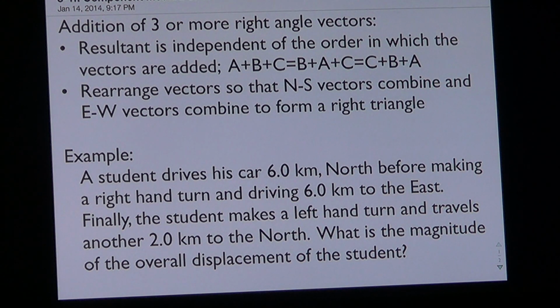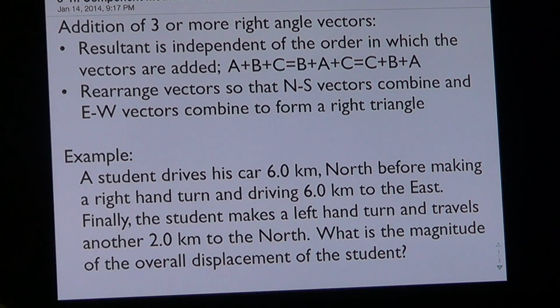Okay, so I did ask you to write these for your homework. We kind of did some of this yesterday with your worksheet in class. So the addition of 3 or more right angle vectors, doesn't matter what order you add them, you will get the same answer. So we rearrange the vectors so that the north and south vectors combine to form one north or south component, and we combine the east and west vectors to do the same.